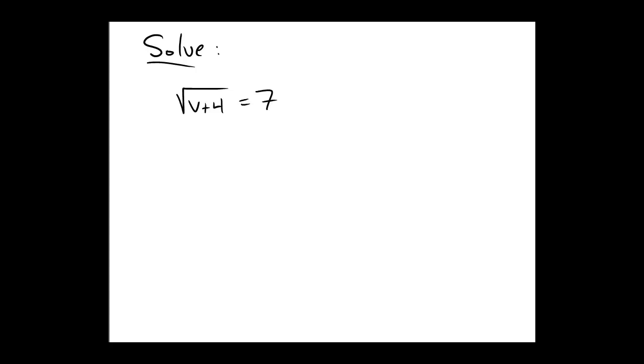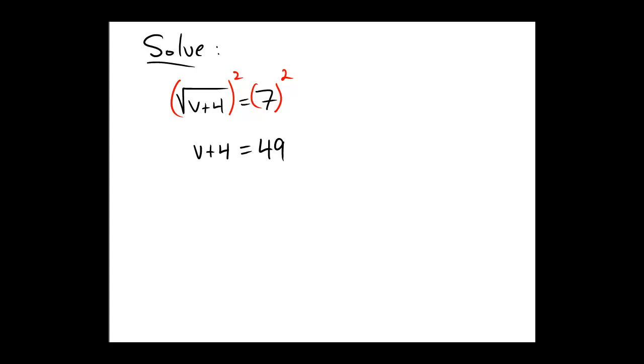Let's solve some radical equations. Consider the square root of v plus 4 equals 7. To cancel out a square root, we will square both sides. Whatever we do to one side, we will do to the other. On the left-hand side, the square root cancels with the squaring, which leaves you with v plus 4. On the right-hand side, 7 squared is 49.